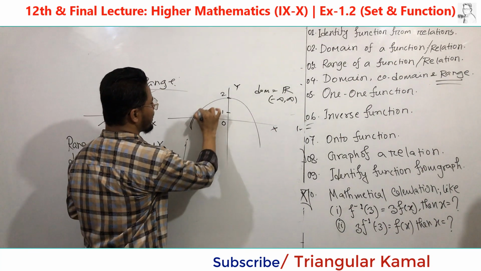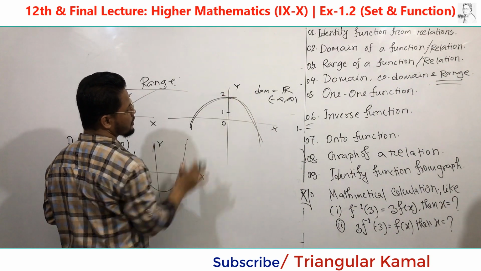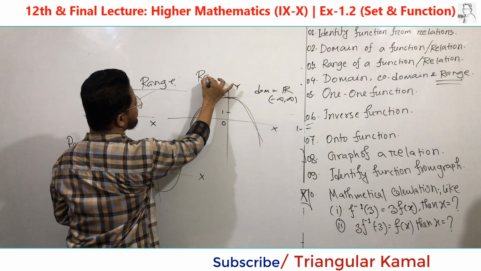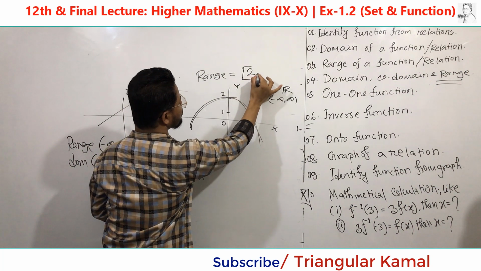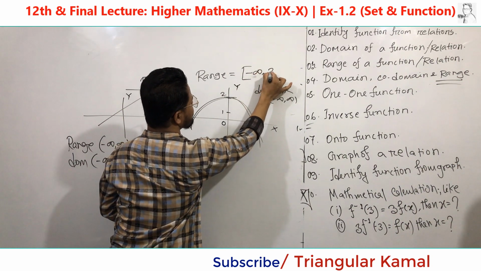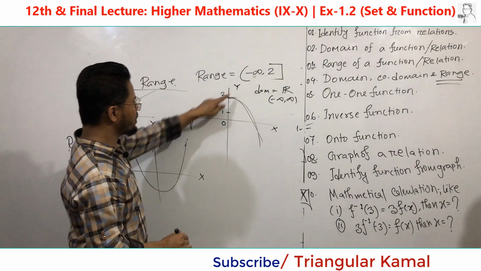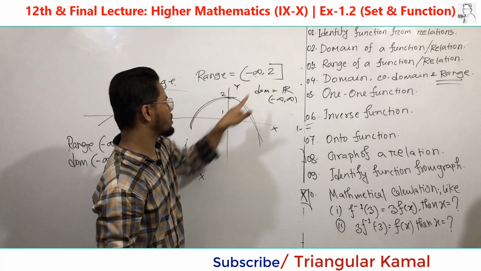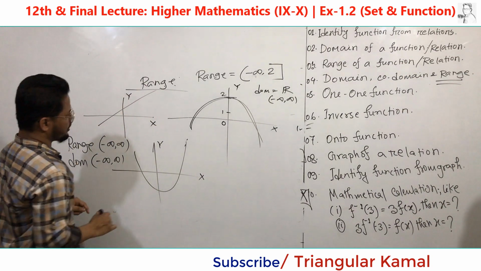But we see here the maximum value in the y-axis is bounded as 2, but the minimum value is not given. So we can write here, range of the function will be minus infinity to 2. Minus infinity is open and 2 is closed, because the maximum value is 2. Okay, give attention here. The next one.